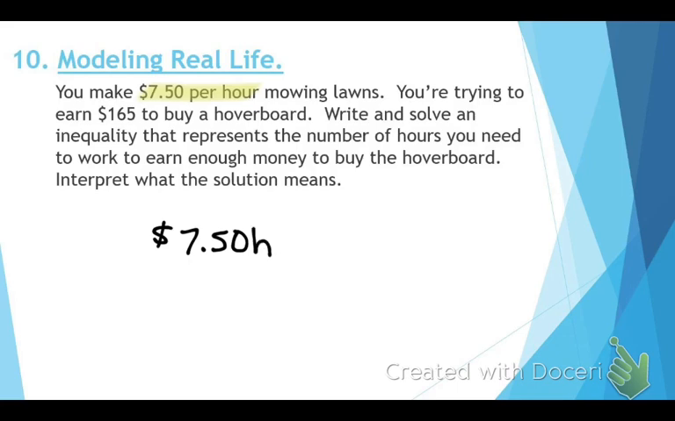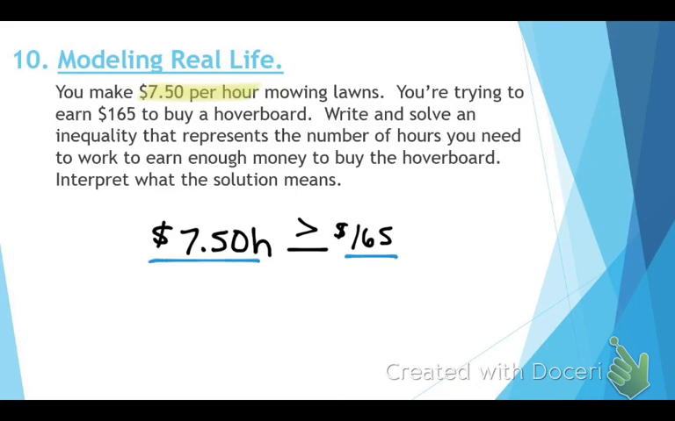So you're trying to go out and earn some money to buy a hoverboard. How much money are you trying to earn? If you have exactly $165, will you be able to buy the hoverboard? Yes. If you have less than $165, could you get it? No, so it's not going to be a less than sign. If you had more than, would that be okay? Yes, you would have extra money to buy things like ice cream or something random, okay? How do I get that H by itself?